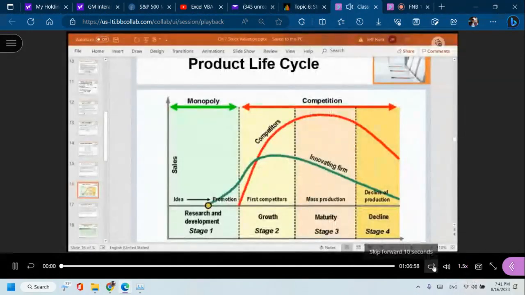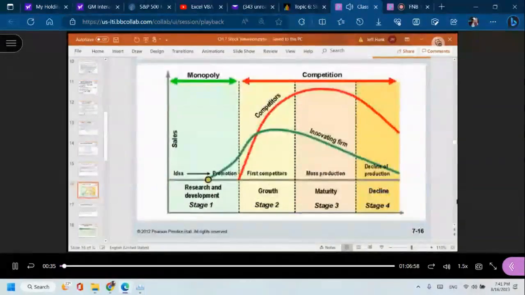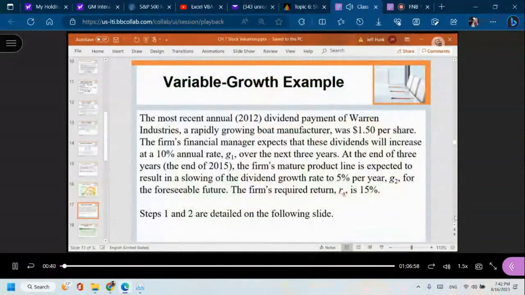Let's go for this. We've been talking about the stock valuation models for the last couple of sessions, and what we are going to talk about is the product life cycle, the variable growth model, which is basically reflecting the product life cycle theory. So let's go into an example. We discussed the background of the variable growth model in the last class, so let's move on to the example and take a look at this.